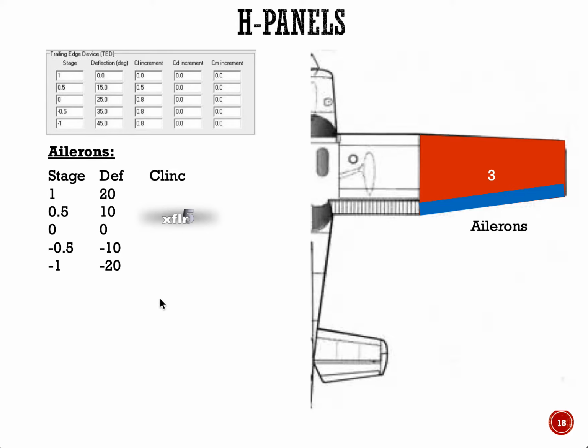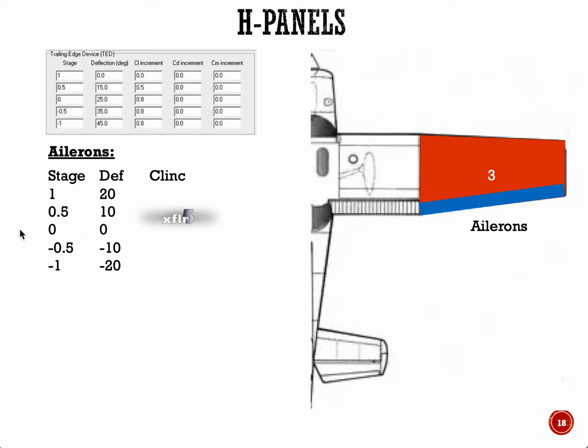3, right? So when you're defining ailerons or any other control surface like rudder or elevator, then don't do 0, 1, 2, 3, 4. Do like this: 1, 0.5, 0, minus 0.5, and 1. Okay, those are the different stages. And here is the corresponding deflection angle attributed to that stage, right?